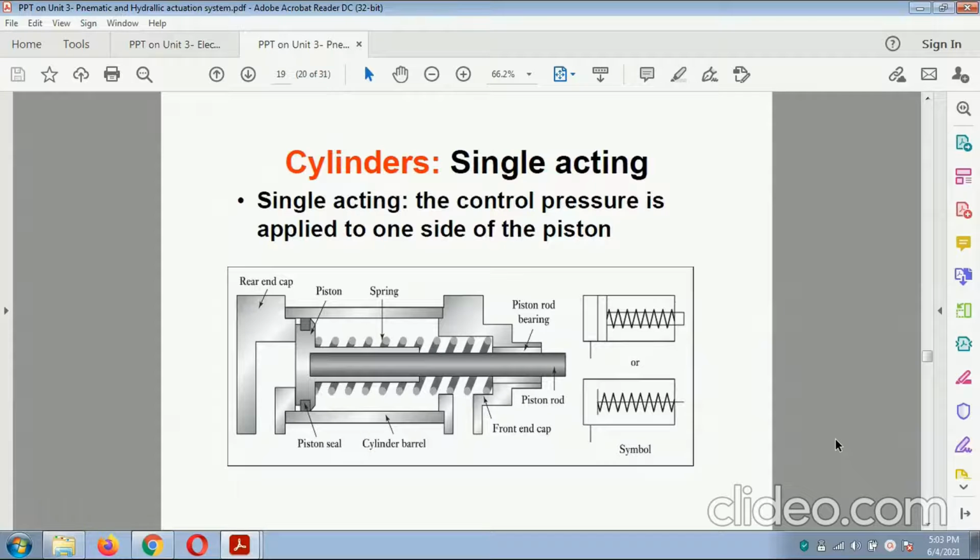The single acting cylinder: the control pressure is applied at one side of the piston. So this is the diagram of a single acting cylinder. This is the piston rod, this is the piston bearing, spring, and piston, and it works with respect to this spring. The spring is inserted in the cylindrical barrel.